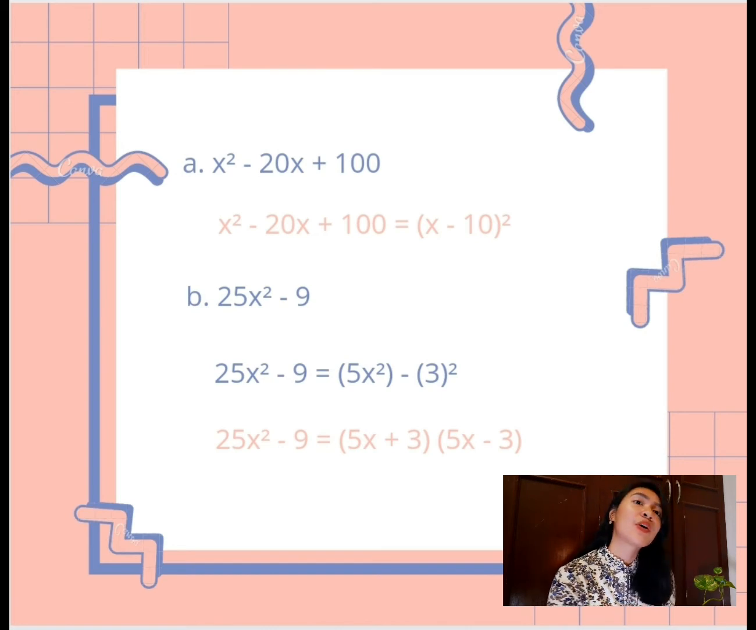For the second example, we have 25x squared minus 9. In this case, all that we need to notice is that we've got a difference of perfect squares, wherein 25x squared minus 9 is equal to 5x squared minus 3 squared. In here, we have 5 as the square root of 25 and 3 as the square root of 9. So this must be the third special form from above. Here's the correct factoring for this polynomial. 25x squared minus 9 is equal to 5x plus 3 times 5x minus 3.